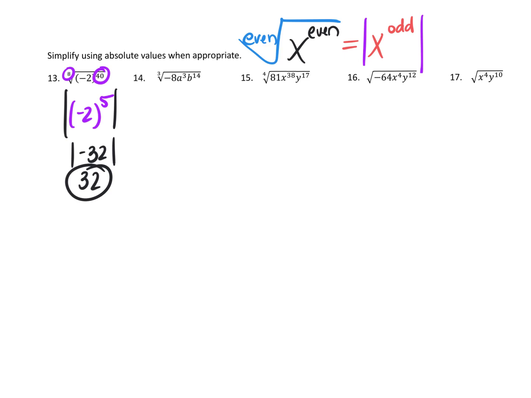Odd root, negative, that's okay. So I can take the cube root of negative 8 is negative 2. The cube root of a cubed is just a. And the cube root of b to the 14th, well, I'm going to do 3 goes into 14 4 times with a remainder of 2. So that means b to the 4th goes outside my radical, and b squared stays inside. Now I don't need even. I have odd here, so I don't have to worry about absolute value.